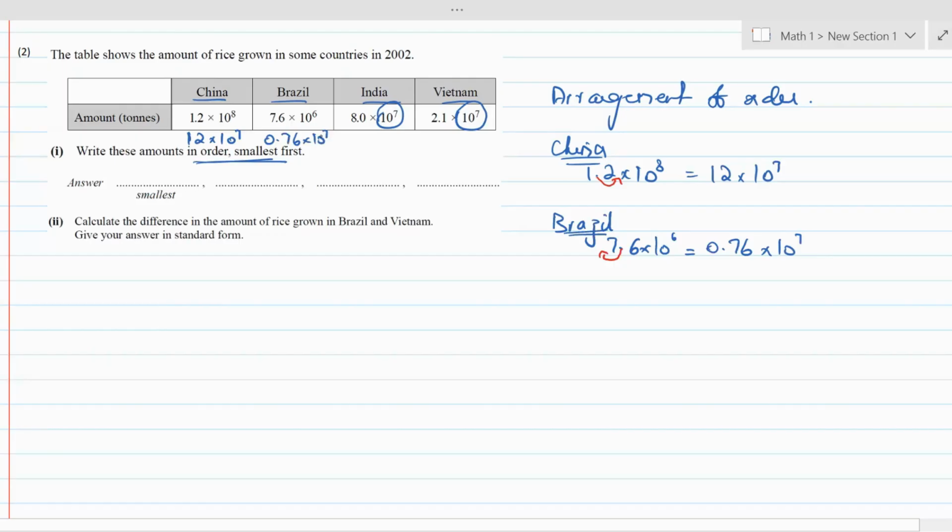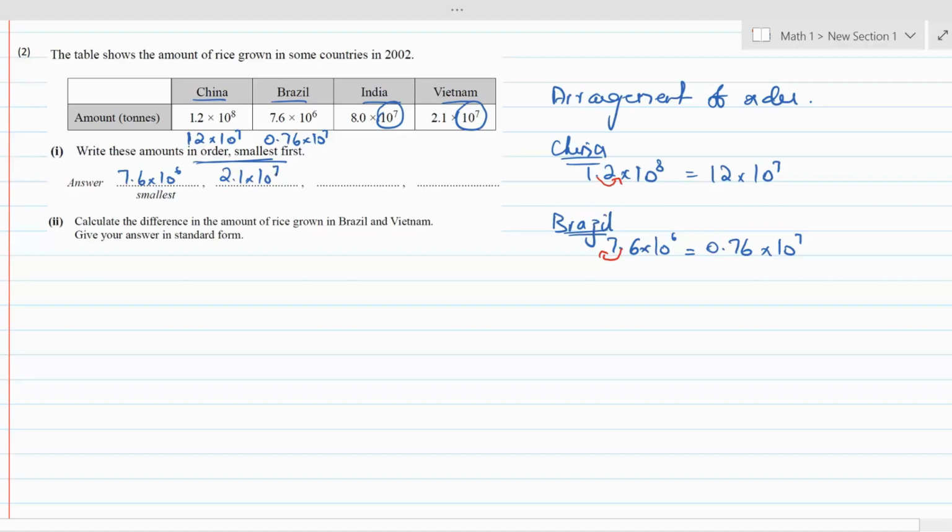Okay. Now we have all the standard forms with the same tens power. Now it would be easier for us to locate which is the smaller number. Looking at the data, we can clearly see that Brazil is having the lowest count, which is 0.76. So Brazil comes first, with 7.6 into 10 raised to the power 6. After Brazil, the smallest amount we have is of Vietnam, which is 2.1. So Vietnam comes next, 2.1 into 10 raised to the power 7.